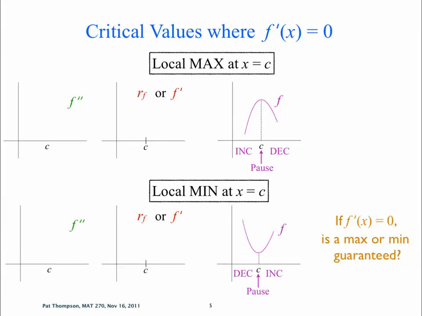Okay, so if the rate of change is 0, is a max or min guaranteed? Is that what you always have? When you have the rate of change equal to 0, we've seen that the rate of change is 0 at a local max. The rate of change is 0 at a local min. So if you start by saying that the rate of change is 0, does it have to be a max or a min? Can we think of something else that could happen?